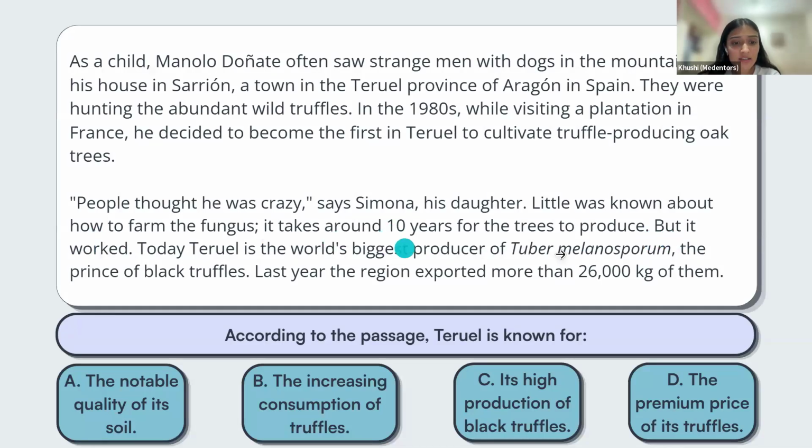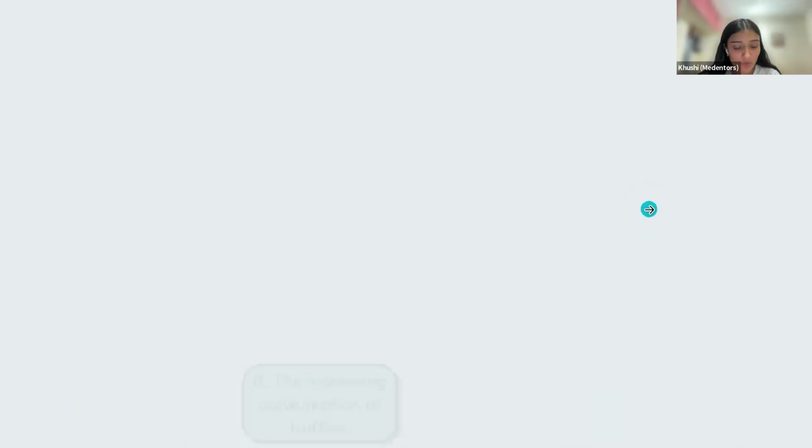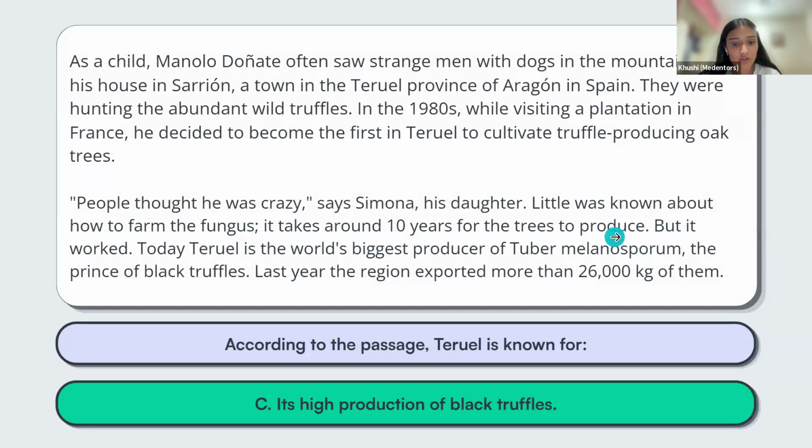So today Tyrol is the world's biggest producer of the black truffles. So here we have our answer. That tells me about the truffles, so I've gone through the sentence after it: last year, the region exported more than this many kg of them. And the sentence before it was how farming the fungus takes around 10 years. So having that in mind, we have our answer option, which is highest production of black truffles. That's the approach that I would take when answering these sorts of questions.